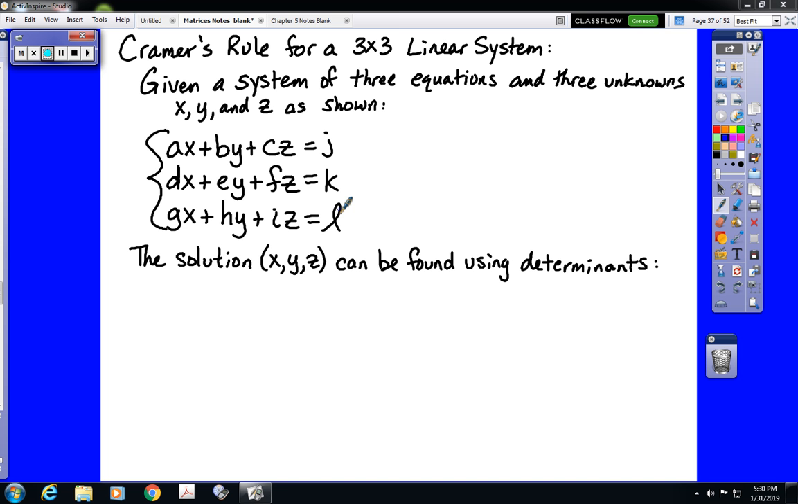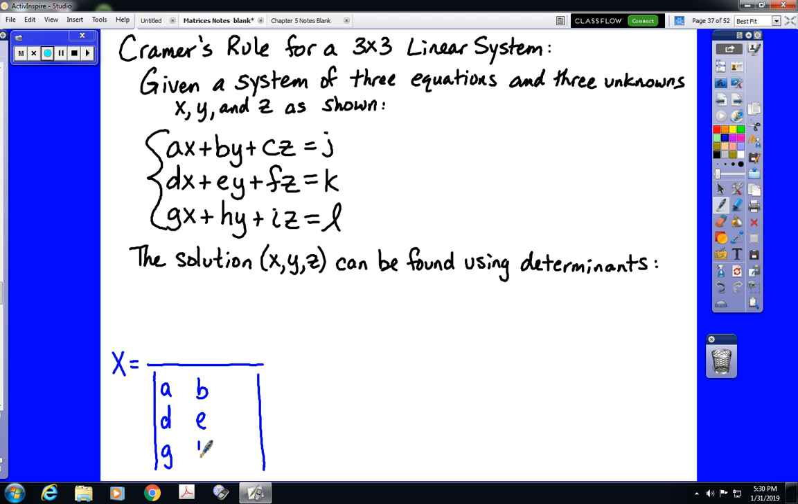What Cramer discovered is that we can use determinants, again, just like we did for 2 by 2, to find these values. The bottom determinant for each of these quotients would be the coefficient matrix. So again, that's the coefficients from x, a, d, and g in the first column. Coefficients from y, b, e, and h in the second column. And the coefficients from z, c, f, and i in the third column.